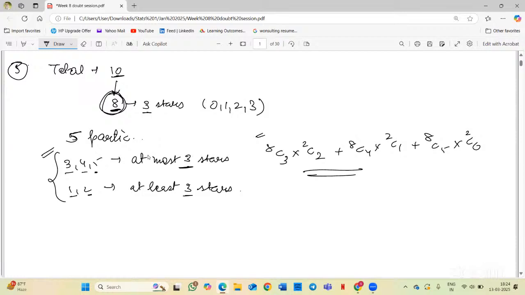Because these 8 participants are having at most 3 stars, and the other 2 participants are having at least 3 stars. So from these 8 participants, I would be choosing 3 participants, 4 participants, and 5 participants, right? Yes, ma'am. Got it? So that's why it is 8C3 into 2C2. Here we have 3 participants, and the other is like we need 5 participants, right? So these are the cases.